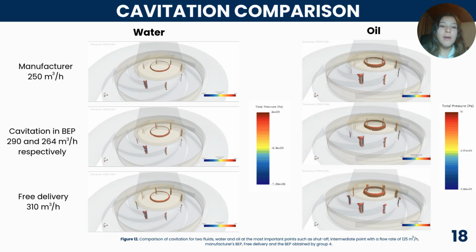This is due to the fact that water can pass to the vapor state at lower pressure than oil. In addition, water's lower viscosity allows the flow to move more easily, and it can experience rapid changes, resulting in cavitation. Instead, the oil, being more viscous, is not affected by these pressure changes, which reduces the likelihood of cavitation.